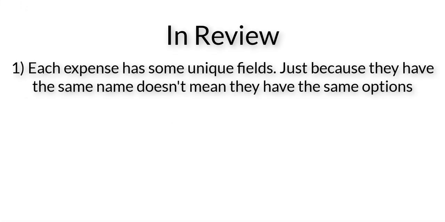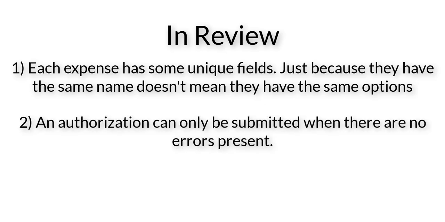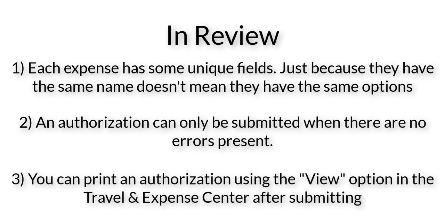In review, each expense type has its own unique set of fields that must be entered in order to proceed. Some fields may have the same name but have different options to select, so make sure that the information you enter is correct. Once the authorization is free of errors, you can enter the appropriate notes and submit it for approval. After an authorization is submitted, you can go to the View option, pull up that authorization, and print it for further use.